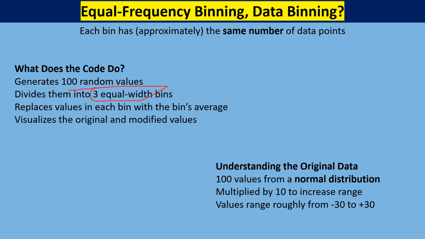So we have a normal distribution of 100 points and multiply by 10 to increase the range, and the value range is minus 30 to 30. We simulate a data set of 100 values with a bell-shaped distribution spread wider by multiplying with 10. This gives us realistic variability.